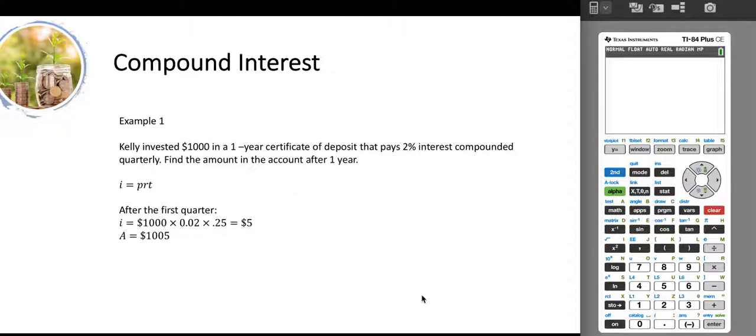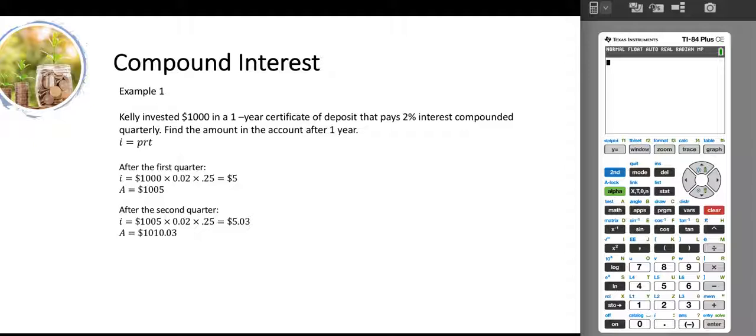So remember the simple interest formula is I equals PRT. So after the first quarter, we're taking the principal times the rate, written as a decimal, 0.02, times the length of time. Well, we're calculating this after the first quarter. Remember, 1/4 of the year is 0.25. So, multiplying that all out, we get an interest of $5. So that interest is added to the amount that we invested, our principal, and our new principal is $1,005.